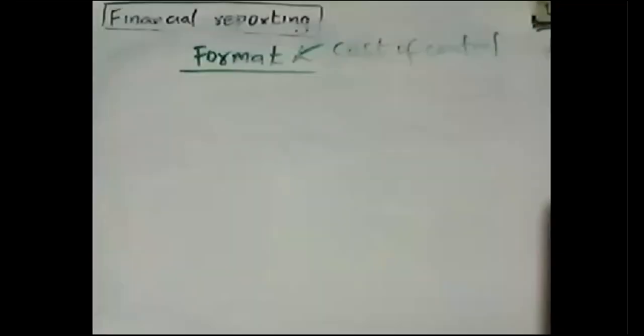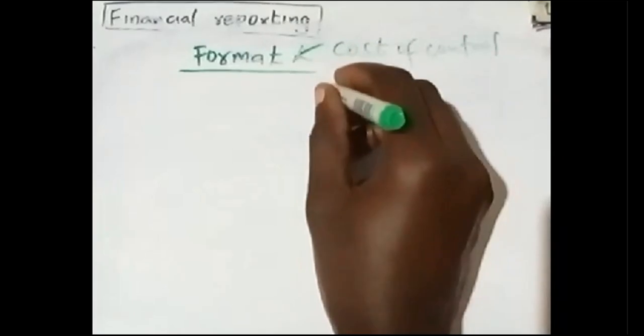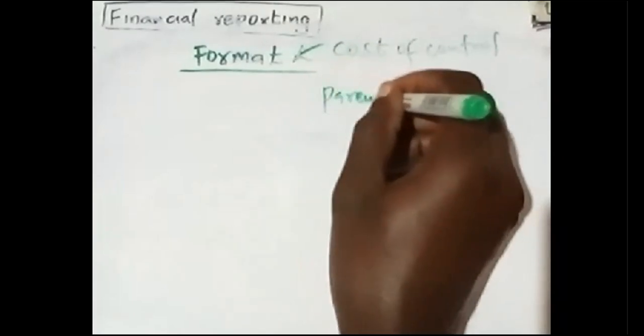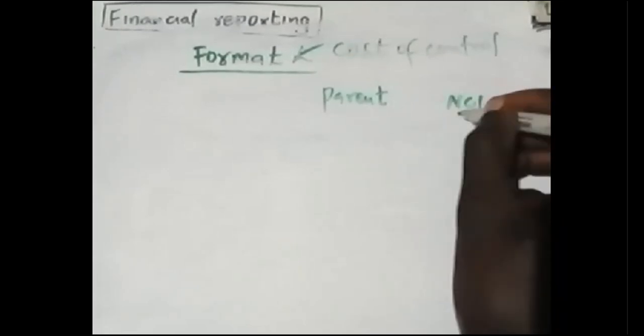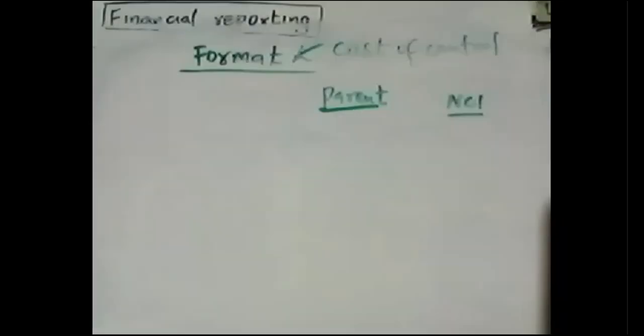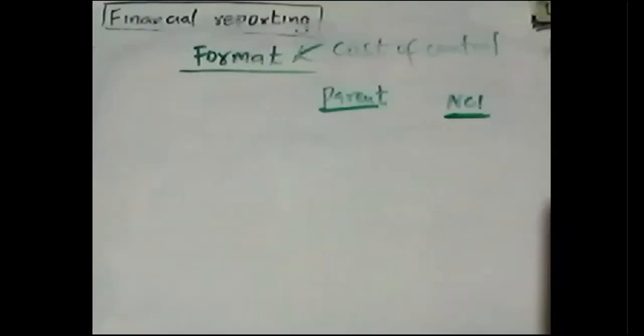So when I talk about the format, remember that we have the parent on one side, and we have the NCI on the other side. We have the parent and we have the NCI. So you have to start from.